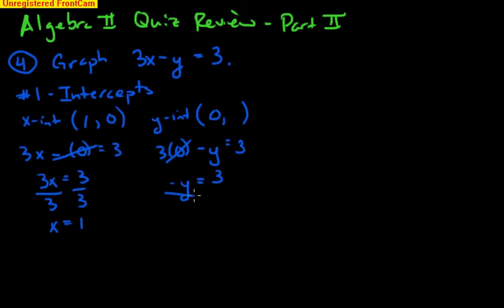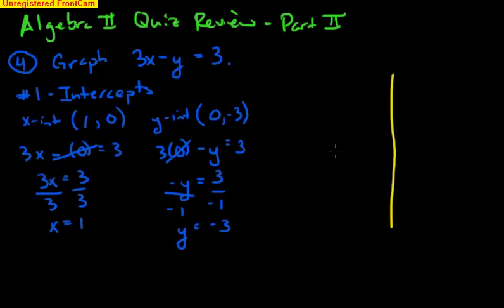Negative y. So let's divide by negative 1. You could also multiply by negative 1. It's all the same. Y is negative 3. There you go, and there's your y-intercept. So now you can graph. I've never graphed on here before, so please bear with me. I'll use yellow as the graph paper.